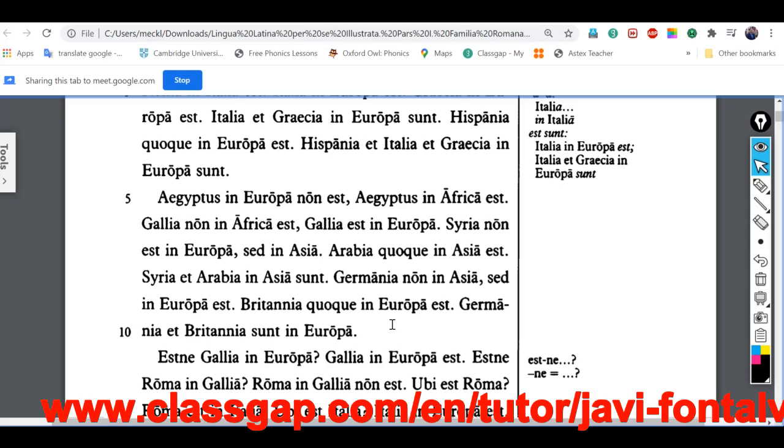Sí, hasta ahora todo bien. Siria. Syria. I know it's difficult. Siempre que veo la Y... One letter, one sound. In classical Latin, it's like that, okay? One sound. Syria non est in Europa, sed in Asia. Sí, Asia. Arabia, Arabia. Quoque. Quoque in Asia est. Syria et Arabia in Asia sunt.